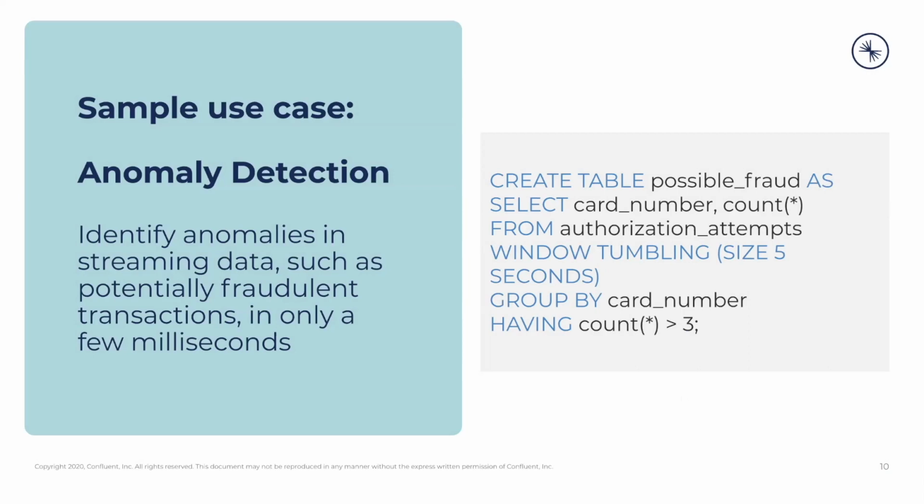So we're going to call this table possible fraud, and we're going to select from an authorization attempts stream, right? We're going to select the card number, and we're going to aggregate how many attempts we've seen in a tumbling window of 5 seconds, right? If we've seen more than 3 attempts in a 5-second window, we're going to take that record and put it into the possible fraud topic. It's very straightforward, it's very simple, but it shows the power of something like KSQLDB. Kafka Streams would let you do this as well. It's a little more code, it's a little more functional, but nonetheless, you'd be able to do that.